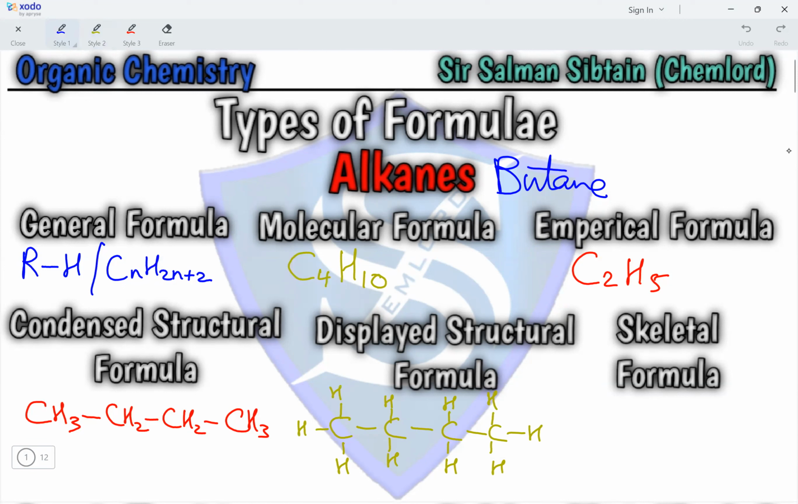And finally, looking at the skeletal formula for butane, it would be like this. Every point would represent a carbon atom, and all the remaining bonds that are not displayed here will be the ones that are present between carbon and hydrogen atoms. So these are the different types of formulae of butane.